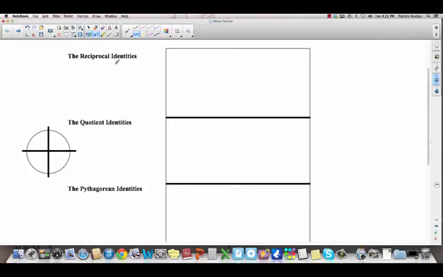The reciprocal identities, we know what reciprocal means. It means when you flip something over. So the reciprocal of a whole number, like 5, the reciprocal of 5 is 1 over 5. So all these reciprocal identities have 1 over. So the cosecant of any angle is equal to, and you know this, we've done this before, cosecant theta is the same as 1 over sine theta.